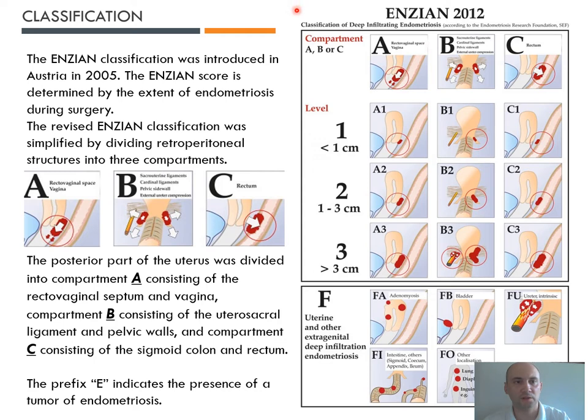The Enzian classification was introduced in Austria in 2005. The Enzian score is determined by the extent of endometriosis during surgery. The revised Enzian classification was simplified by dividing retroperitoneal structures into three compartments. The posterior part of the pelvis was divided into compartment A, consisting of the rectovaginal septum and vagina; compartment B, consisting of the uterosacral ligaments and pelvic walls; and compartment C, of the sigmoid colon and rectum. The prefix here indicates the presence of tumor of endometriosis.